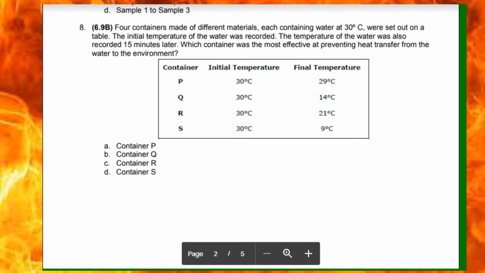Answer choice A, container P. Answer choice B, container Q. Answer choice C, container R. Answer choice D, container S.